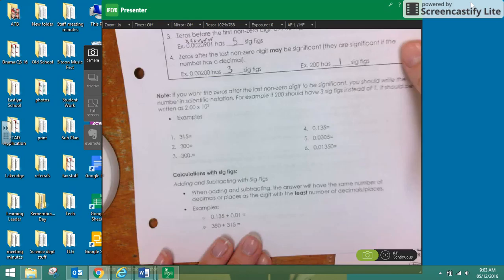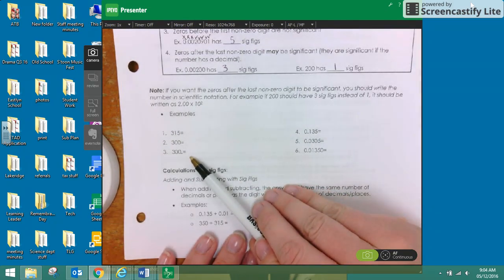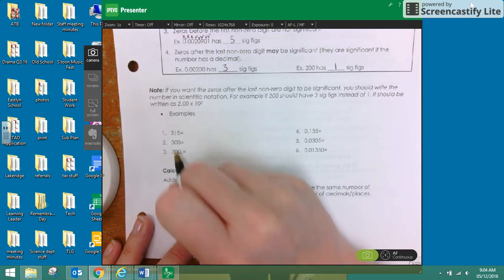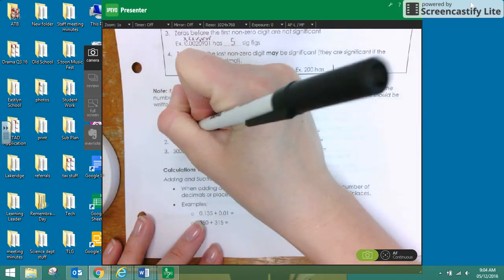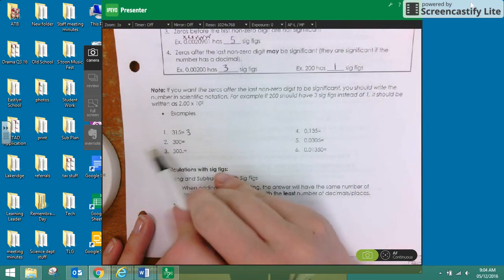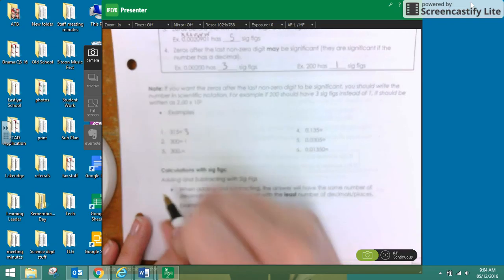So there's some examples here. You might want to pause the video and try these examples out for yourself. I'll go through the answers now. 3 non-zero digits, all 3 are significant. This number has zeros at the end and no visible decimal, so only 1 digit is significant.